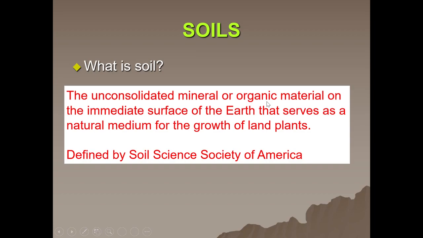But at the same time, we should not forget that soil also contains some amount of water and air, because soil has the pore space, and this pore space is filled with water and air. And in normal soil, we know that there is 50% pore space. We will learn about that in the next slide.